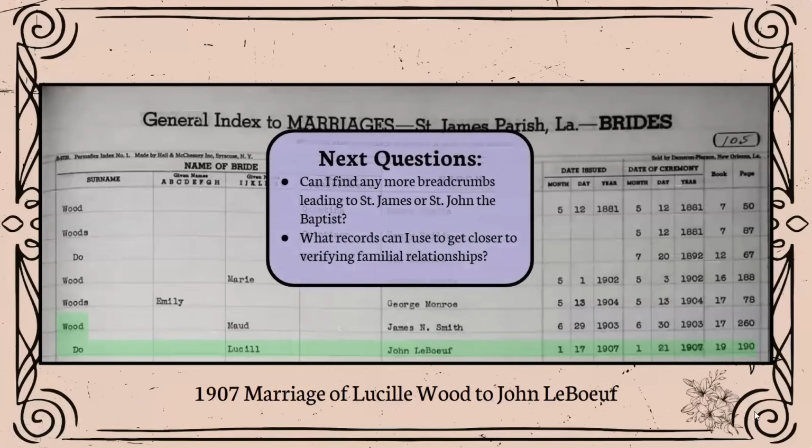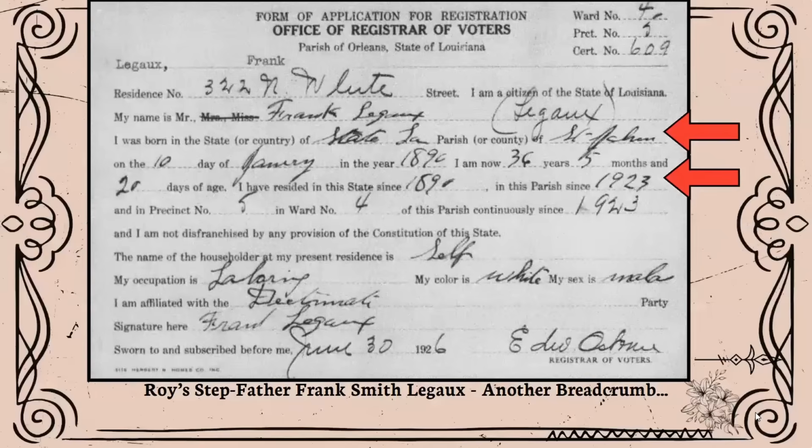My next questions primarily are, can I find more breadcrumbs leading to St. James or St. John the Baptist? What records can I use to get closer to verifying those familial relationships? One of those records would actually be looking at voter registrations. Now, this is a voter registration card for Frank Legault, so Roy's stepfather. Says he's born in 1896, says he's born in St. John the Baptist. It also tells me when they moved to New Orleans.